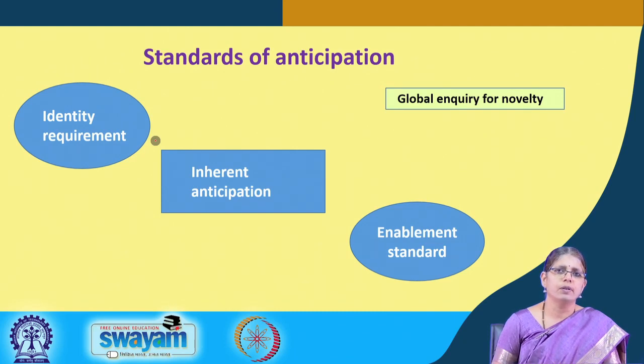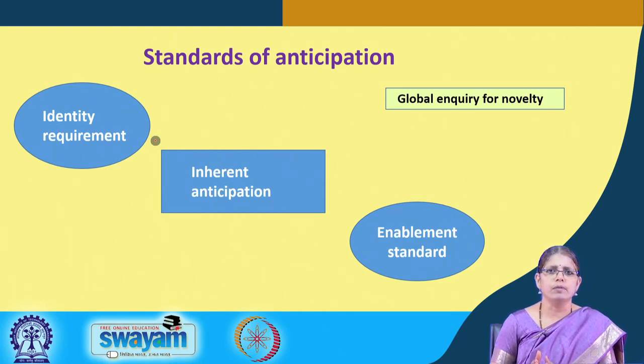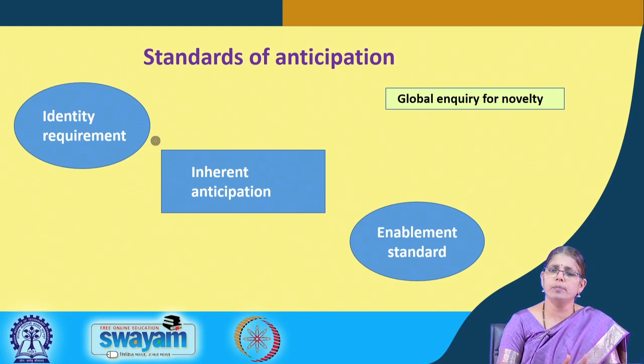we need to understand what are the different yardsticks by which we need to assess novelty. And through various case laws, the standards of anticipation have been determined. One is what we call the identity requirement, which means simply if your invention has a mirror image in the earlier published prior art, it means identity is met and that particular prior art defeats the novelty of your invention. So, here we call identity requirement as an important requirement to defeat the novelty.